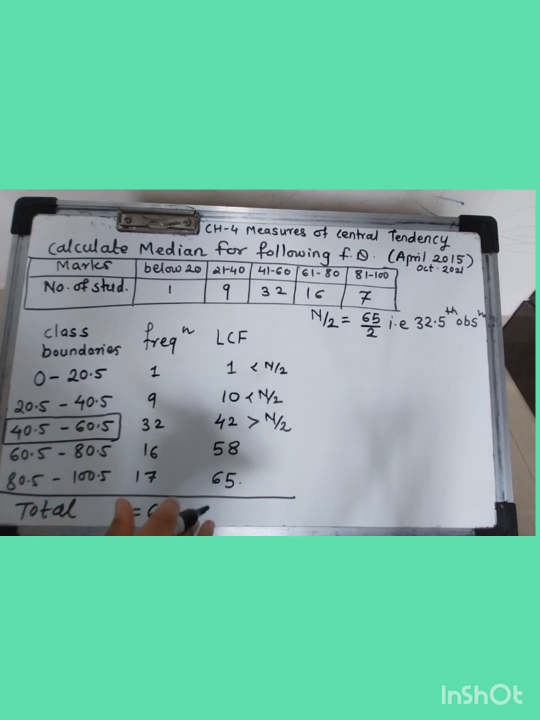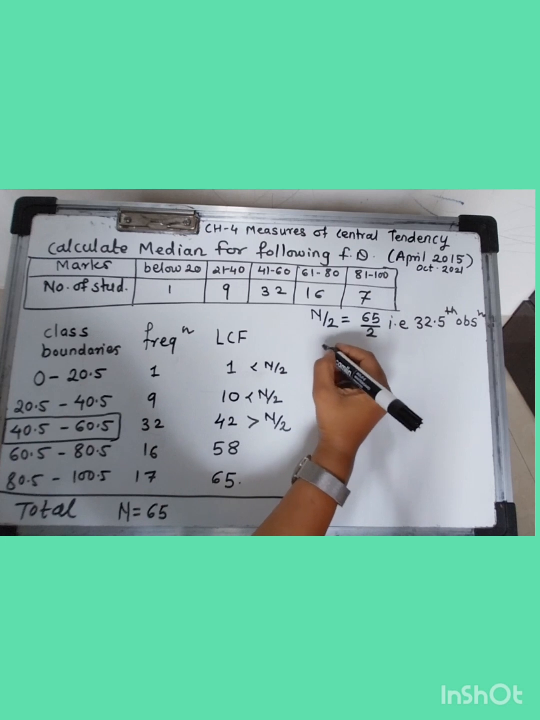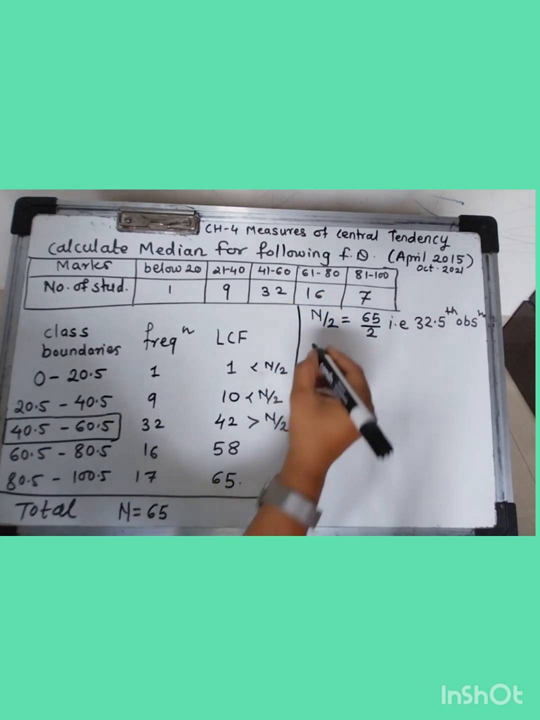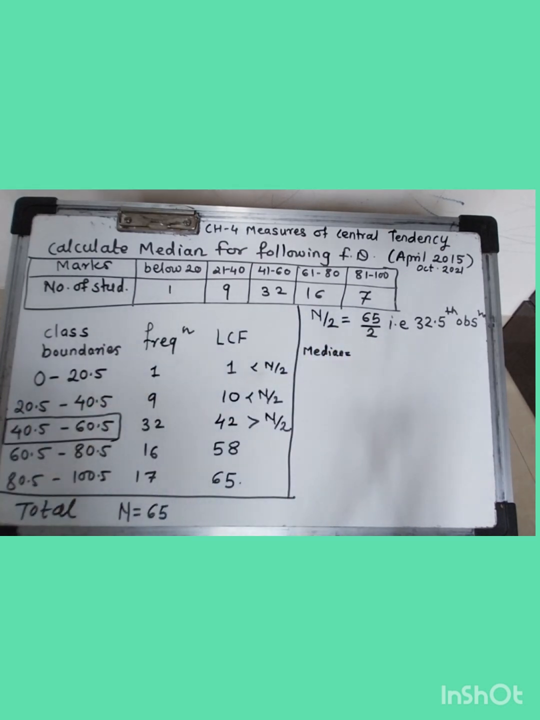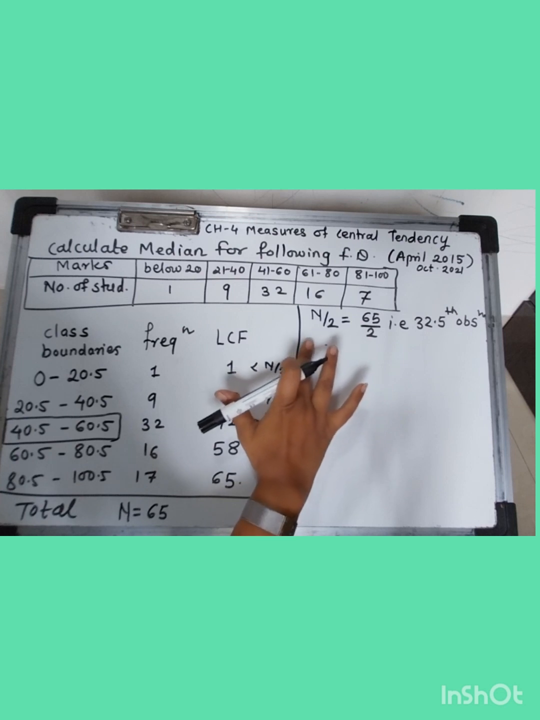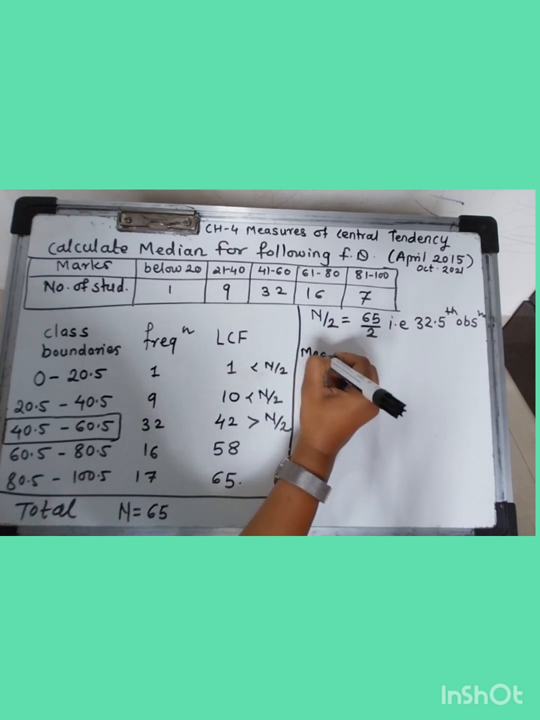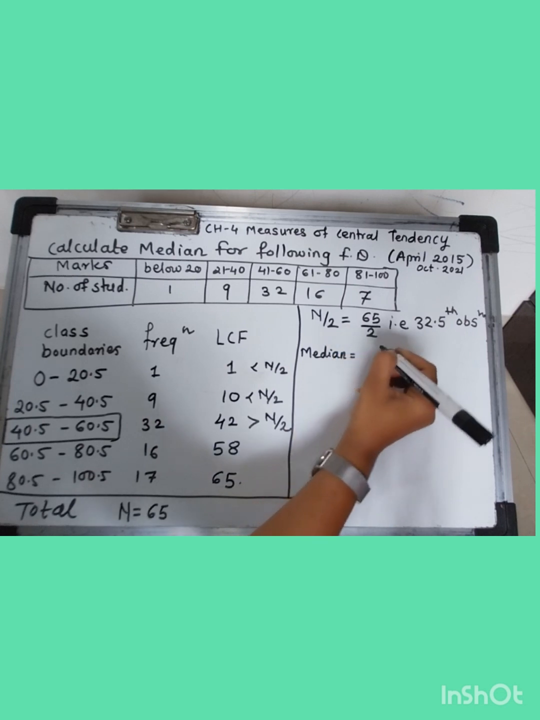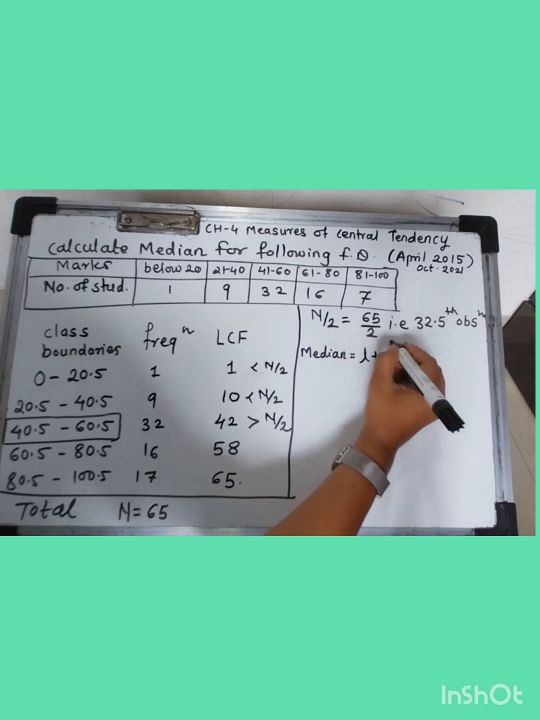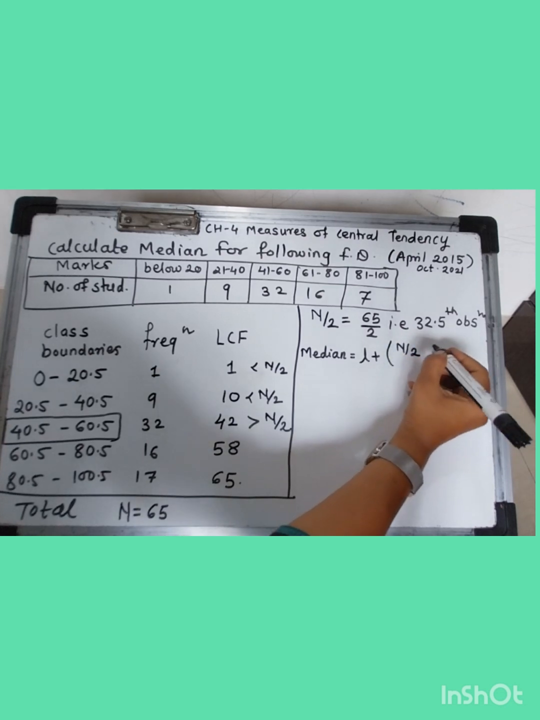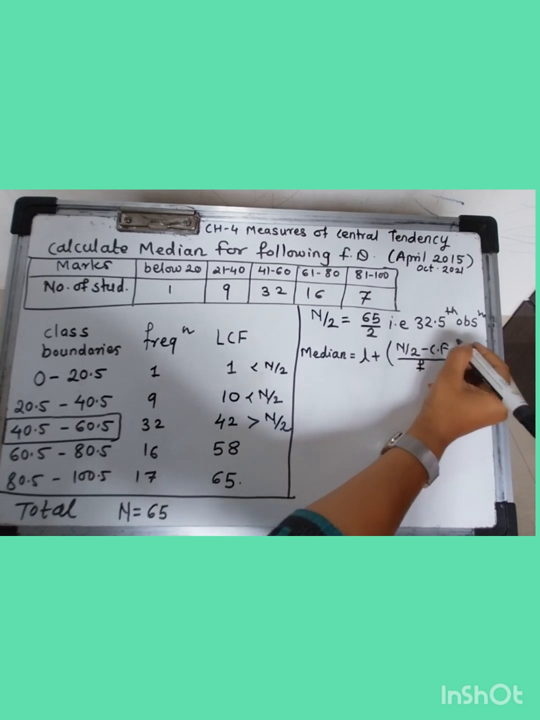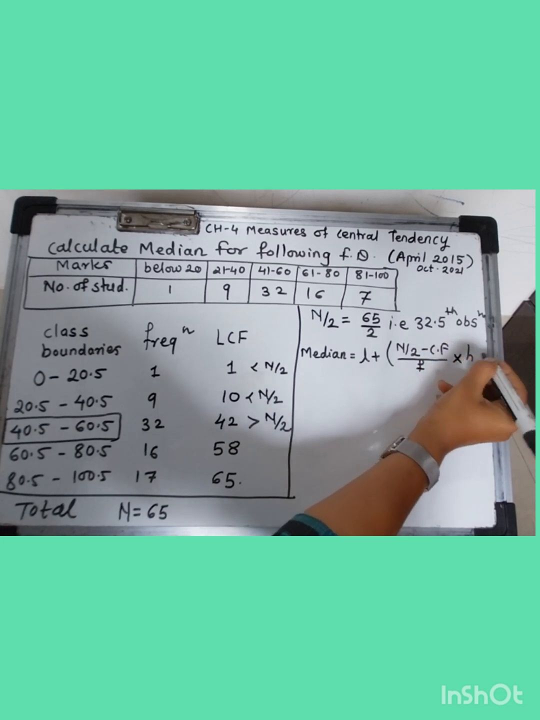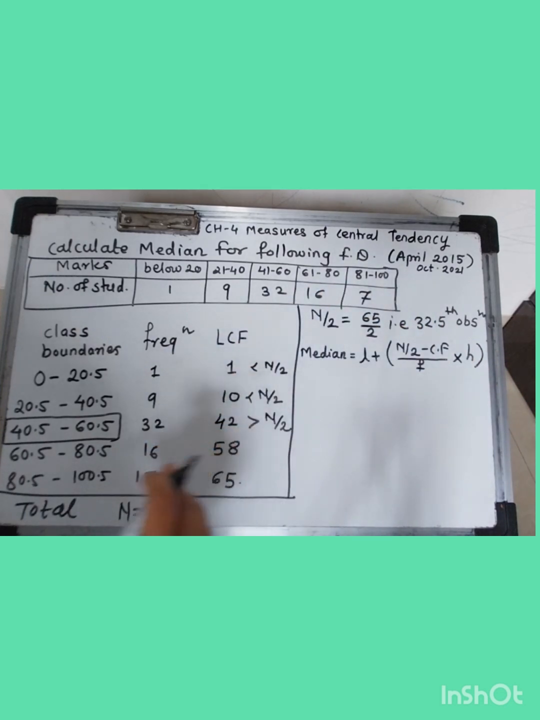Okay. Now apply the formula. What is the formula? See, median equals, sorry, let me write it properly, median equals, what is the formula? L plus n by 2 minus CF upon F into H. Okay. Now find out all these things from the median class. Observe the median class. This is my median class.